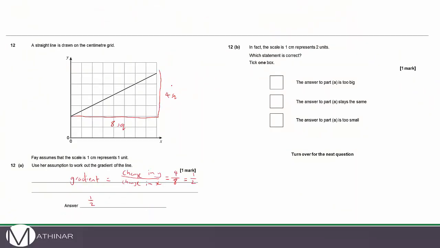12b. In fact, the scale is 1 centimetre represents 2 units. Which statement is correct? Tick one box. The answer is too big, the answer stays the same, or the answer is too small. So this is your centimetre grid. So 4 centimetres here represented 4 units. But we're told that 1 centimetre represents 2 units. So 4 centimetres will now represent 8, and 8 centimetres will now represent 16.